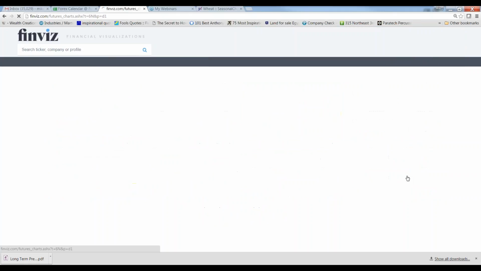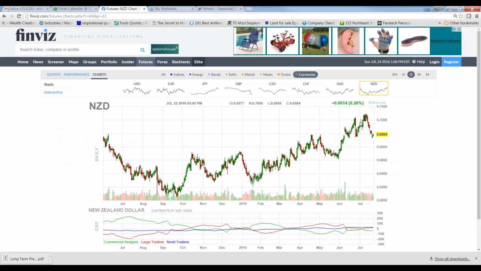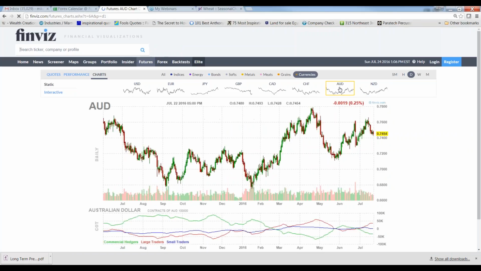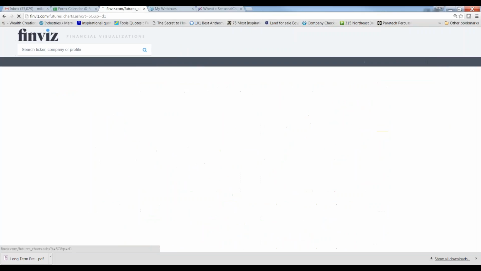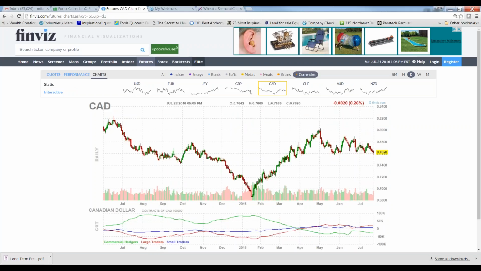The New Zealand is actually in a nice uptrend, so we are going to be buying support. When we say we're buying support, that is a good trade to be a buyer of the New Zealand. The same thing with the Aussie, where in a way we'll be looking to be buying. These are high probability trades because they are close to support. The Canadian, as you can see, is weakening, and weakening badly.